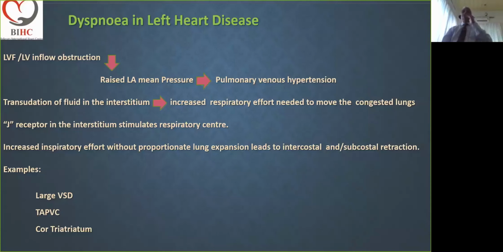Cor triatriatum is like mitral stenosis. There is something above the mitral valve preventing free flow from the upper part of the left atrium to the lower part, and pulmonary venous hypertension results. So this is how one or other mechanism of pulmonary venous hypertension happens, and it results in dyspnea or its equivalent.